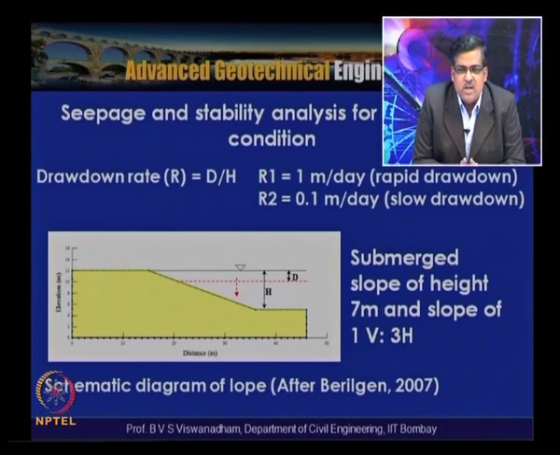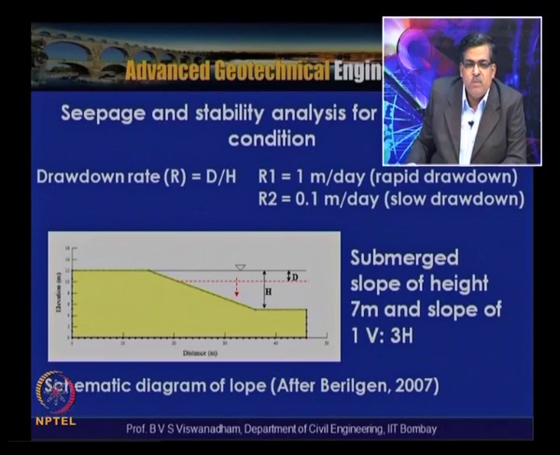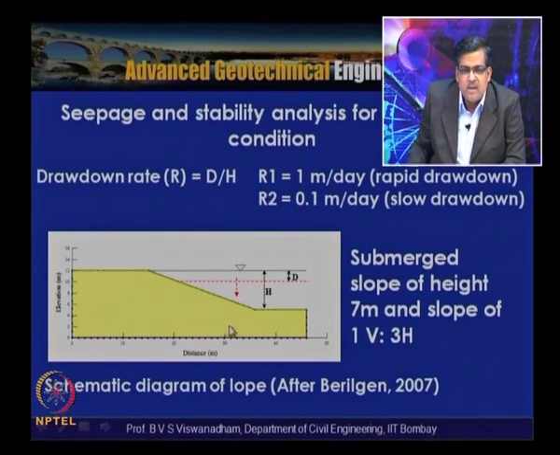Two drawdown rates are considered. One is rapid drawdown, and the other one is slow drawdown. The rapid drawdown is 1 meter per day. So, the water level D falls down with time, 1 meter in a day. The other one is slow drawdown. This is a submerged slope of height 7 meters. So, initially the water level is up to here, and the slope has soil parameters which will be disclosed. 1 vertical to 3 horizontal is the slope inclination, and 7 meters is the height of the slope.